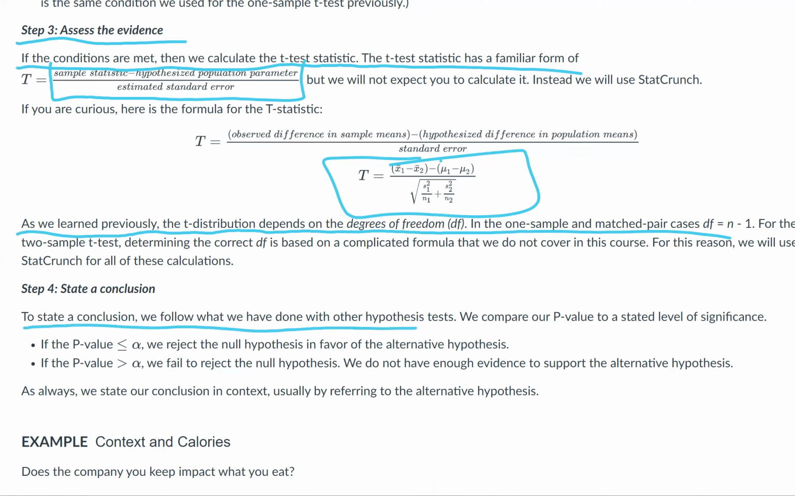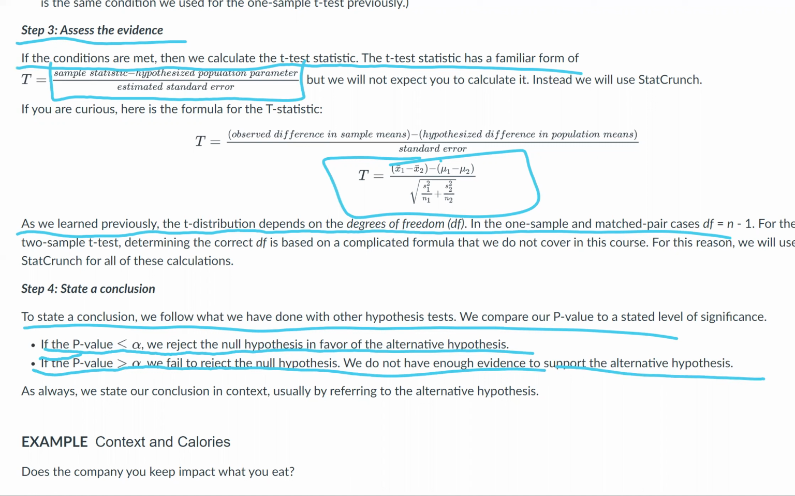To state the conclusion, we follow what we have done in our other hypothesis tests. We compare our p-value to a stated level of significance. If the p-value is less than or equal to alpha, we reject the null hypothesis in favor of the alternative hypothesis. If the p-value is greater than alpha, we fail to reject the null hypothesis. We don't have enough evidence to support the alternative hypothesis. As always, we state our conclusion in context, usually by referring to the alternative hypothesis.